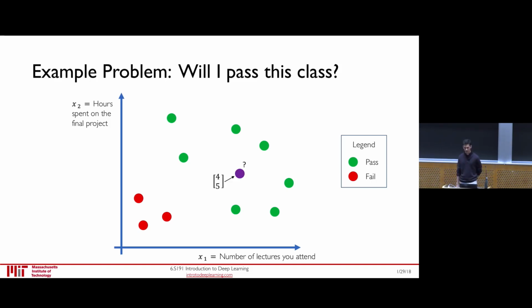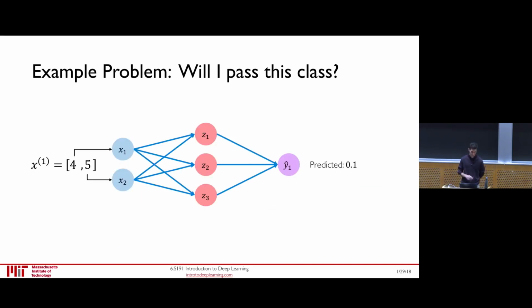And we want to know, given a new person, this guy, they spent 5 hours on their final project and went to 4 lectures. We want to know, did that person pass or fail the class? And we want to build a neural network that will determine this. So let's do it. We have 2 inputs. One is 4, the other is 5. We have one hidden layer with 3 units, and we want to see the final output probability of passing this class, and we compute it as 0.1, or 10%. Well, that's really bad news, because actually this person did pass the class. They passed it with probability 1.